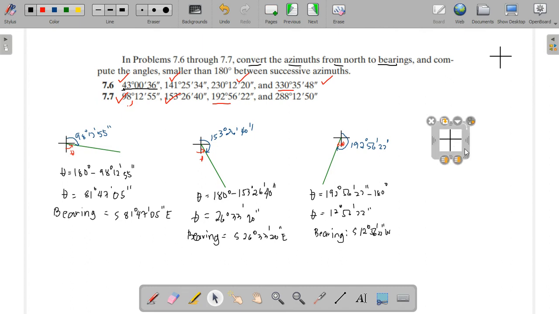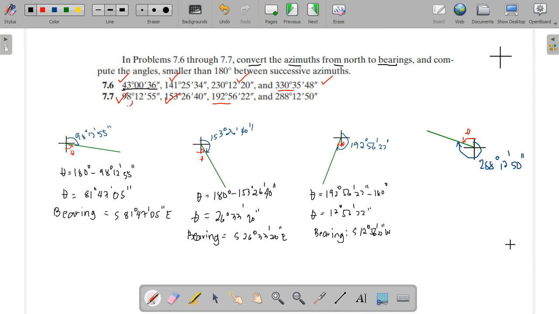Now, 288 is more than 270. So it's obviously in the fourth quadrant. Right? So it just passes 270 by 18 degrees, somewhere here. Okay, so this is your azimuth. Azimuth is 288 degrees, 12 minutes, and 50 seconds. And your bearing is this line. This is your bearing.